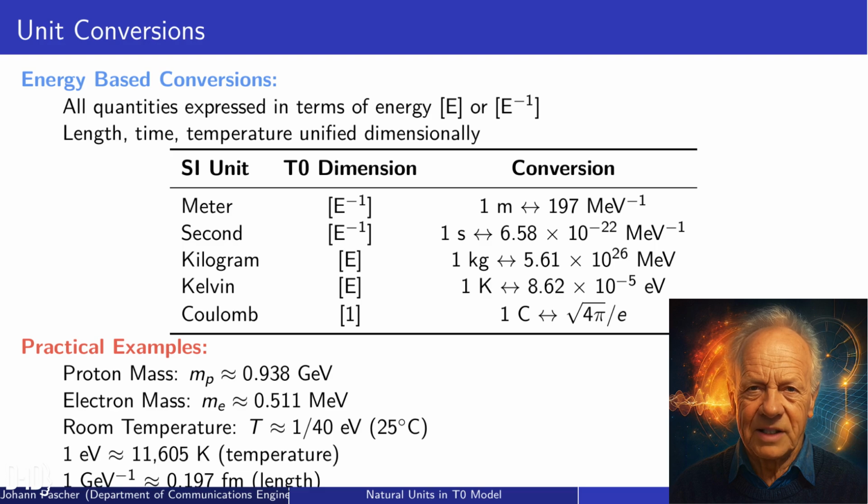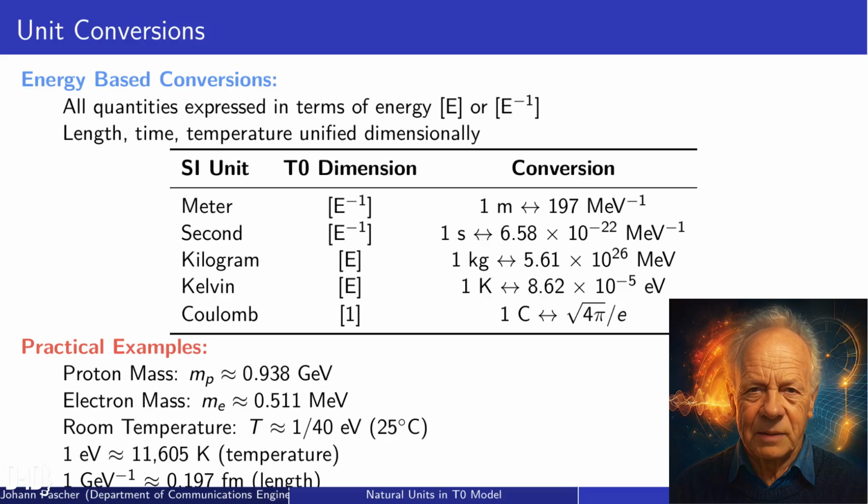The T0 model expresses all quantities in terms of energy or inverse energy, unifying length, time, and temperature dimensionally. Here are the key conversions. 1 meter corresponds to 197 MeV to the power of -1. 1 second corresponds to 6.58 times 10 to the negative 22 MeV to the power of -1. 1 kilogram corresponds to 5.61 times 10 to the positive 26 MeV. 1 Kelvin corresponds to 8.62 times 10 to the negative 5 eV. And 1 Coulomb corresponds to the square root of 4 pi divided by e.